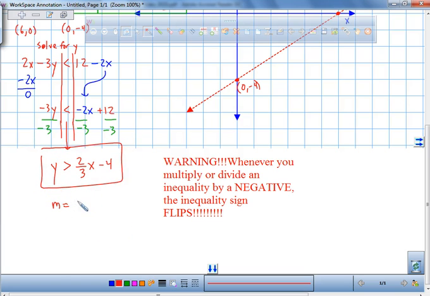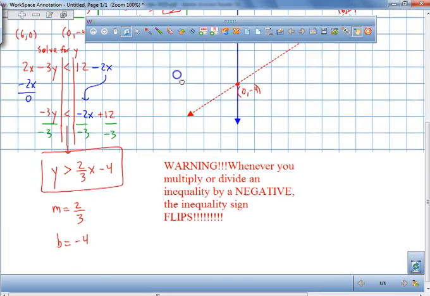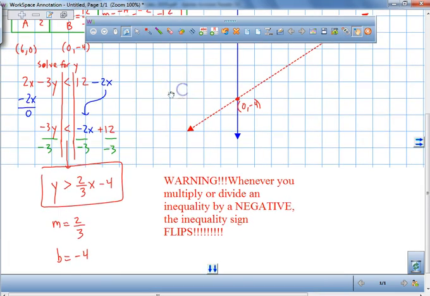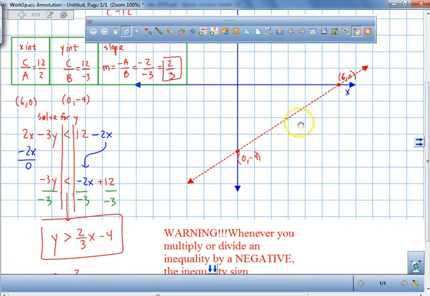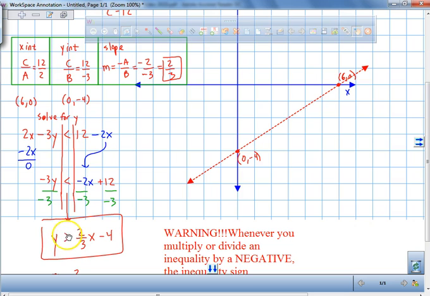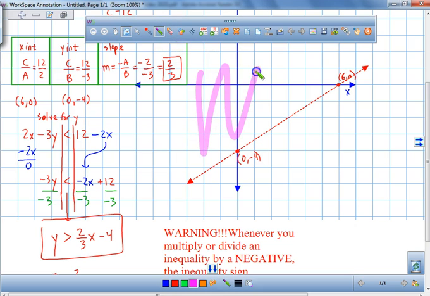You can see the slope is 2 over 3, and the y-intercept is at negative 4. Boom! Right there. So whether you change it to slope-intercept form or keep it in standard form, can you still get the same dotted line? Yes. What does this tell me, though? This greater than symbol lets me know not only is it dotted, I have to shade everywhere above it. So that means we're going to be shading everything above it. I'll be working on that tomorrow.